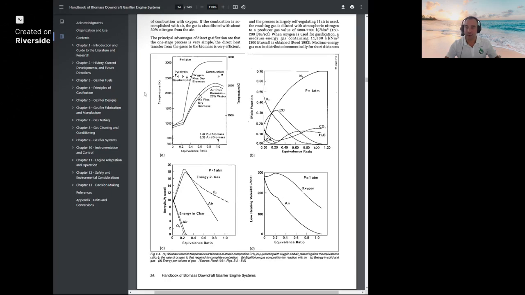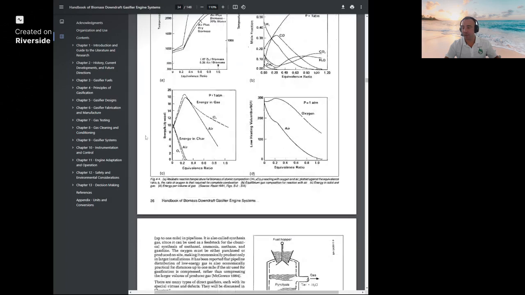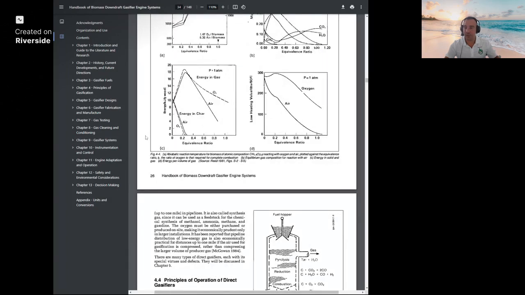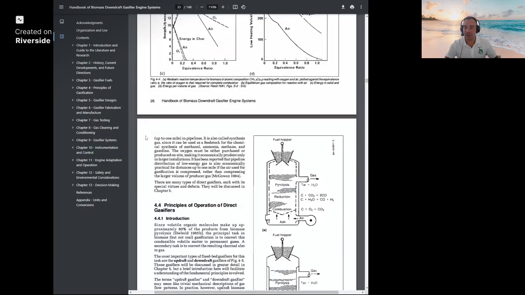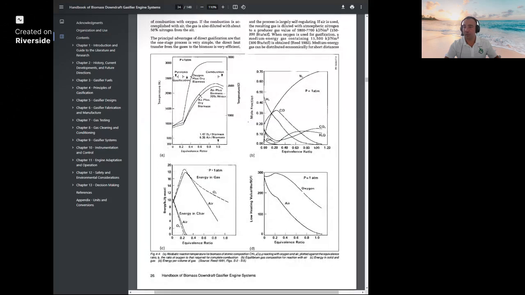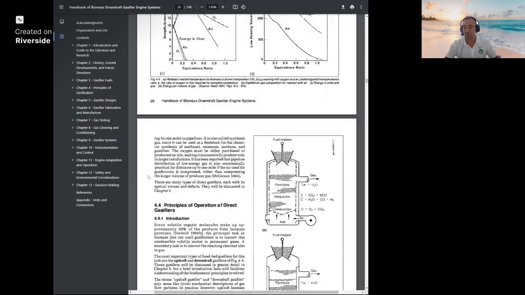And here's the chart 4.4 that we were talking about earlier. It shows the heating value and the equivalence ratios, and the temperatures and equivalence ratios. Medium energy gas can be distributed economically for short distances, up to 1 mile in pipelines.